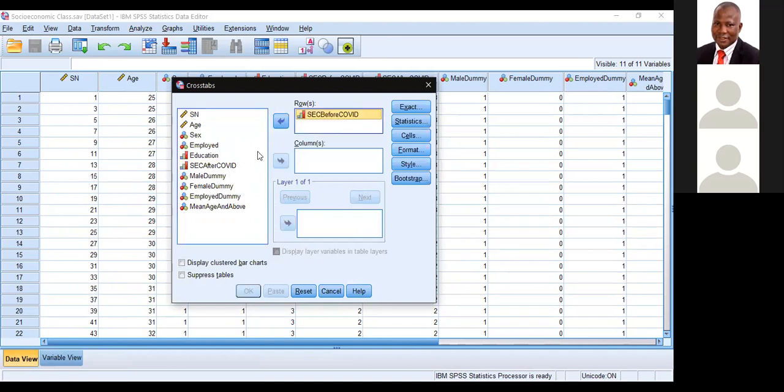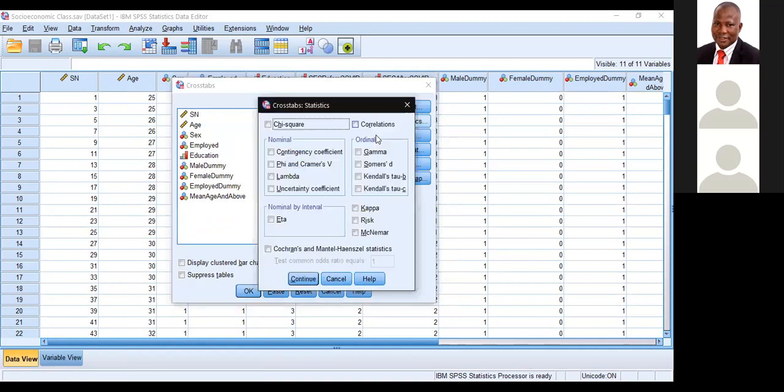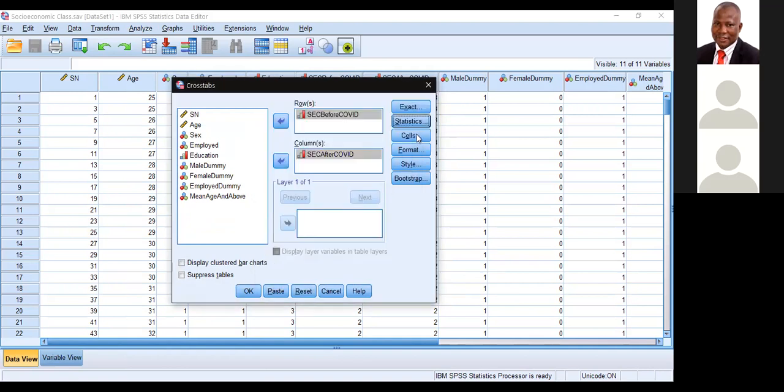Move before as row, after as column, and go to statistics. Click on McNemar. Click continue. Click OK. You don't need cell. Click OK. You don't need all this cell. Okay.